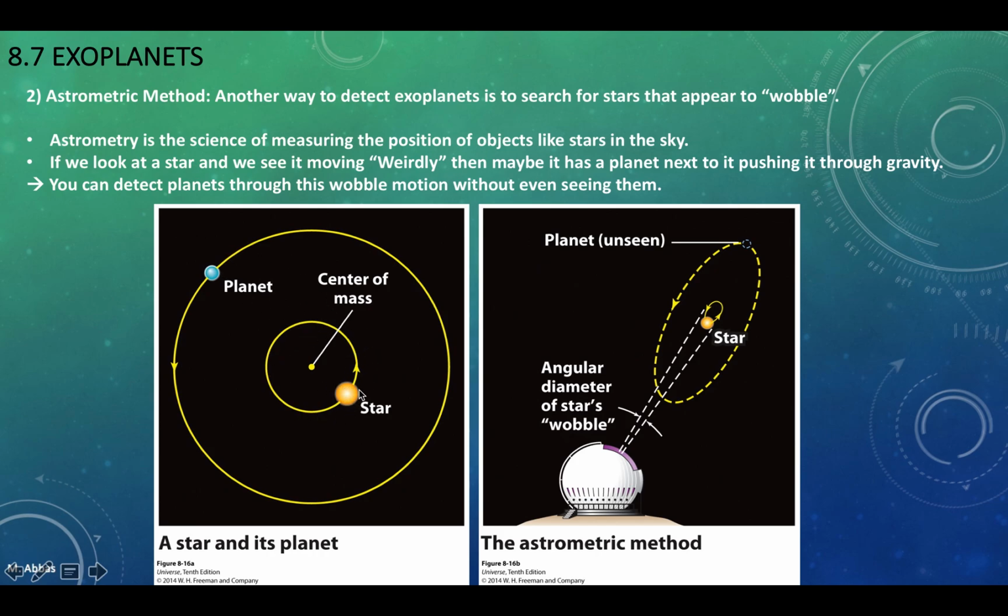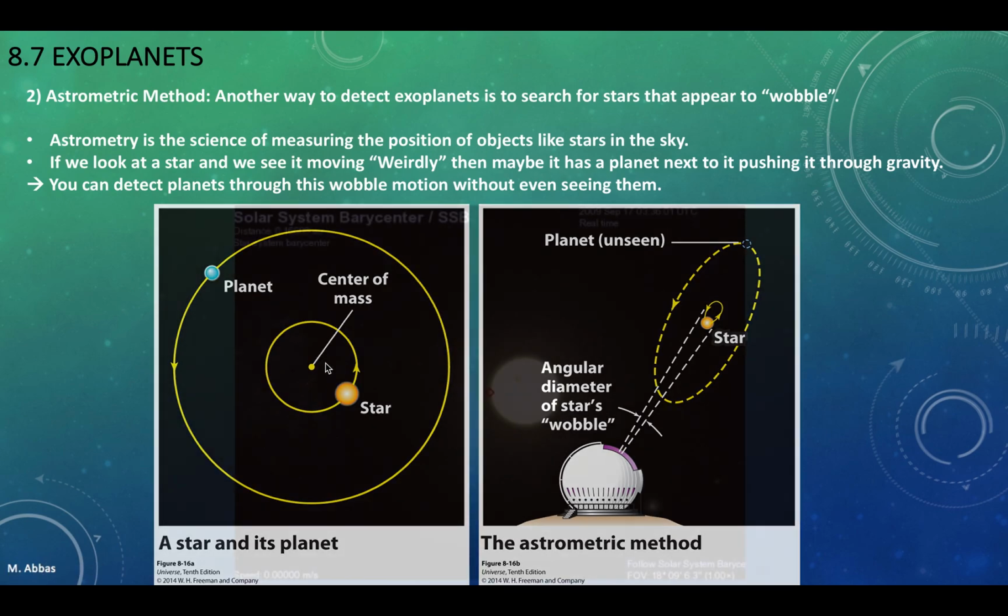It will move in circles around the center of mass. This is what we call wobbling. So if I point my telescope to a star and I see it wobbling in circles, I can then tell that there is something close to that star which is causing it to wobble. And that thing will most probably be a planet. This is what we call the astrometric method, which looks for wobbling, movement of the stars around a center of mass. This is what we call the wobbling method.